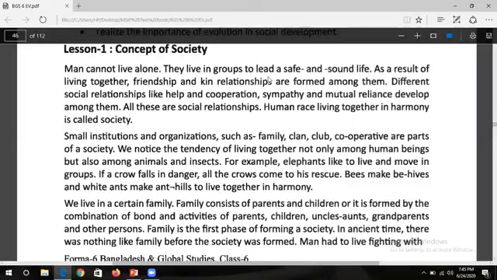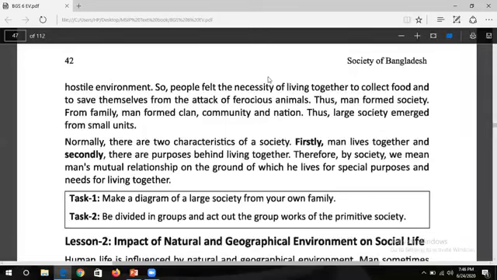Mute, please. So, people felt the necessity of living together to collect food and to save themselves from the attack of ferocious animals. Thus, man formed society. From family, man formed a clan. Here, clan means a community. In Bengali, Gotro. Community and nations. Thus, large society emerges from small units.